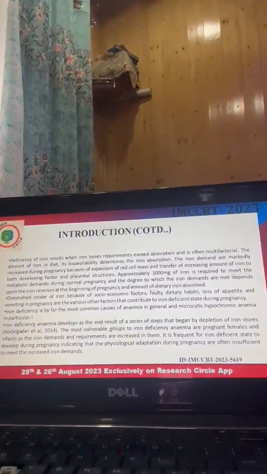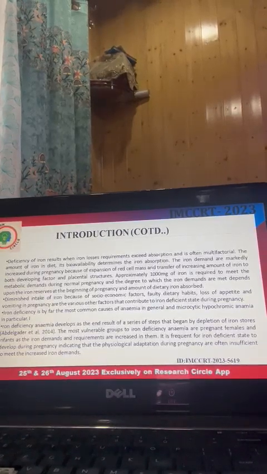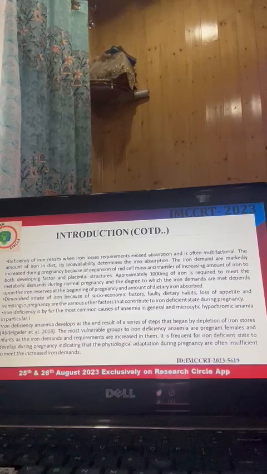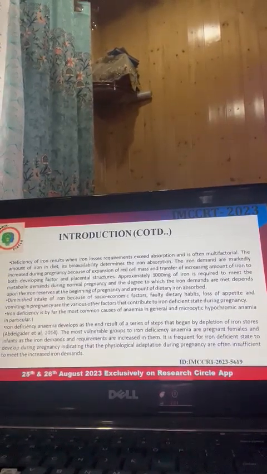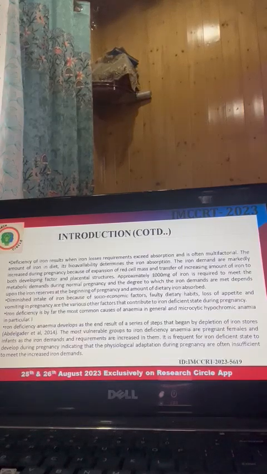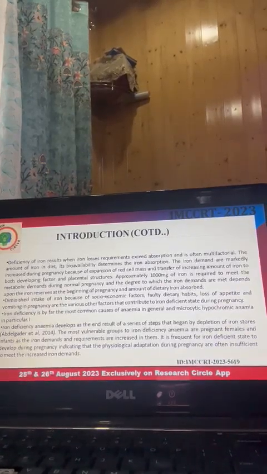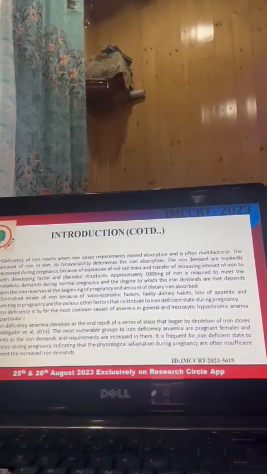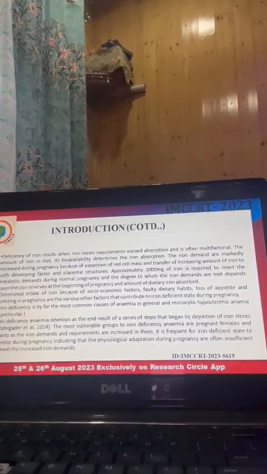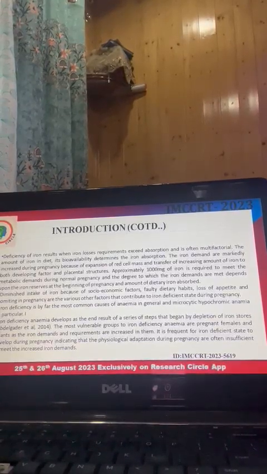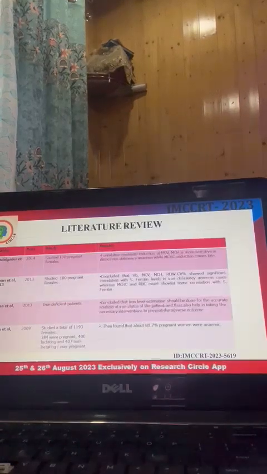Iron deficiency is by far the most common cause of anemia in general and microcytic hypochromic anemia in particular. Iron deficiency anemia develops as the end result of a series of steps that begin by depletion of iron stores. The most vulnerable groups to iron deficiency anemia are pregnant females and infants, as the iron demands and requirements are increased in them. It is frequent for iron deficient state to develop during pregnancy, indicating that the physiological adaptations during pregnancy are often insufficient to meet the increased iron demands.